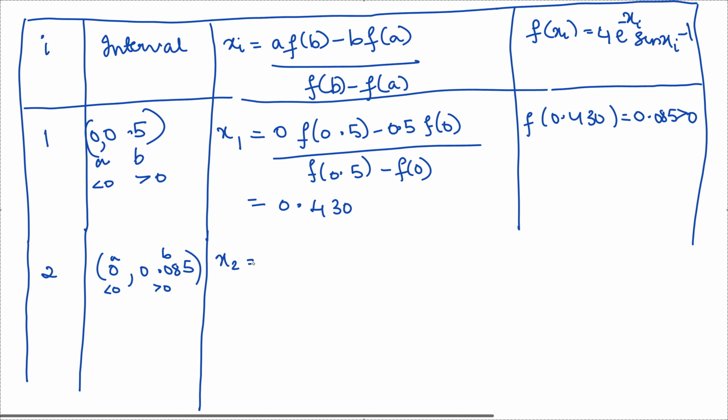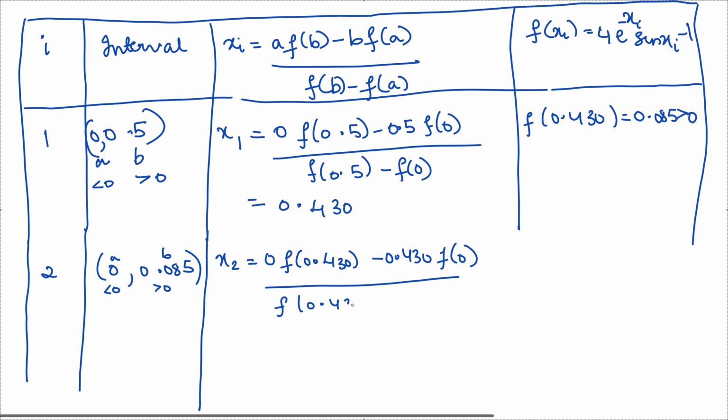Now x2. x2 is equal to 0 into f of 0.430 minus 0.430 into f of 0 divided by f of 0.430 minus f of 0. So the answer is 0.396. Okay, now let's see if this gives us greater than 0 or less than 0.